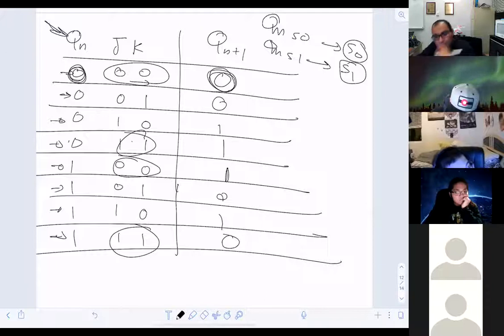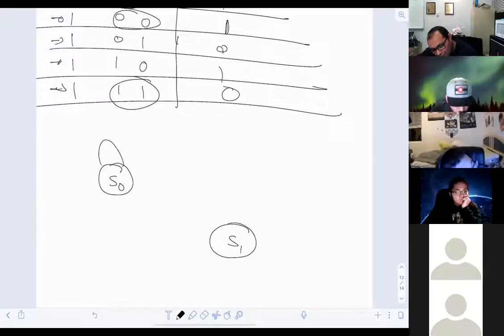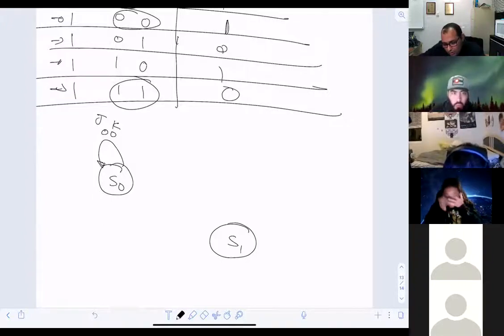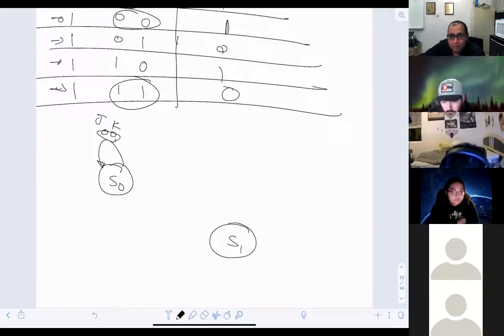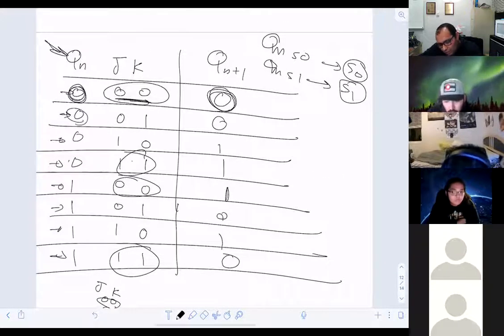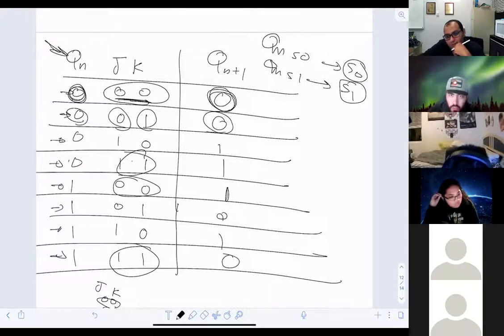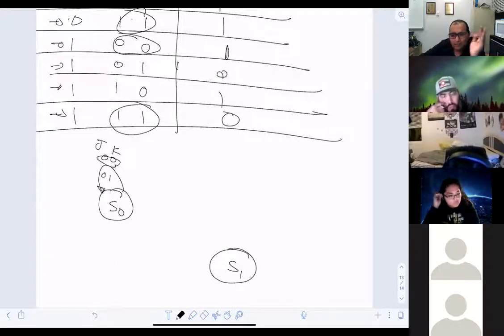S0 going to S0 when JK is 0, 0. So how can I translate this in the state diagram? If somebody looks at this, he will say, Professor Ali is telling us that when 0 goes to 0, the input is 0, 0. Did I finish? I have to cover the whole table. So if it's 0 going to 0, also when J is 0 and K is 1, it's also possible. So that means 0 and 1. Just keep it ugly like that and we're going to clean it, okay?